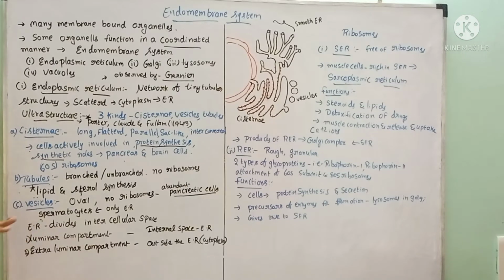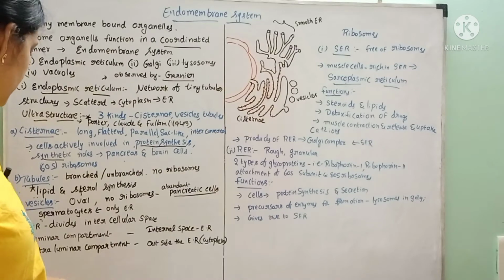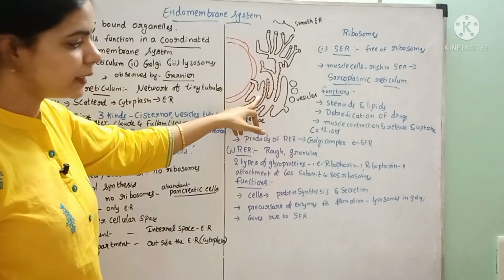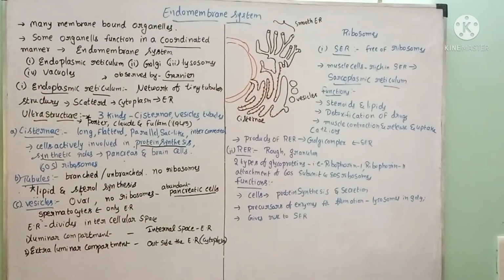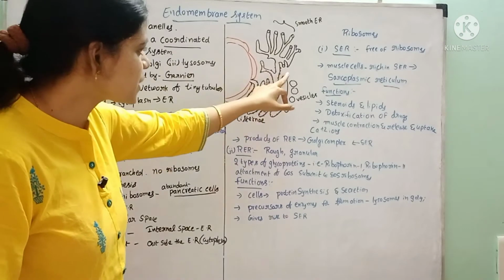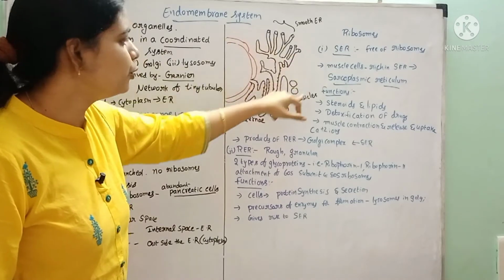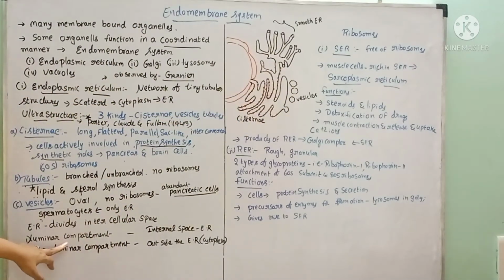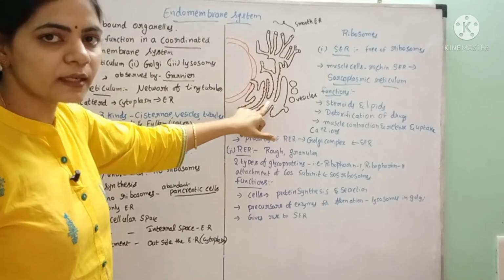Next, the endoplasmic reticulum divides the intracellular space into two compartments. Inside the endoplasmic reticulum there is a space, which is called the lumen. So the endoplasmic reticulum divides the space into two compartments: the luminar compartment and the extraluminar compartment. The luminar compartment means the internal space present inside the endoplasmic reticulum.